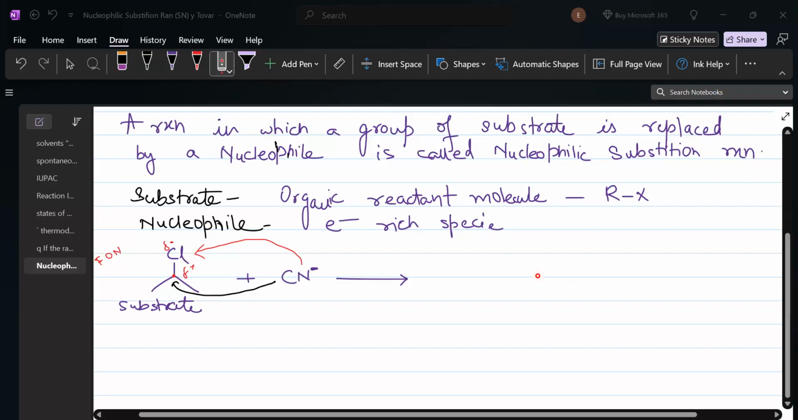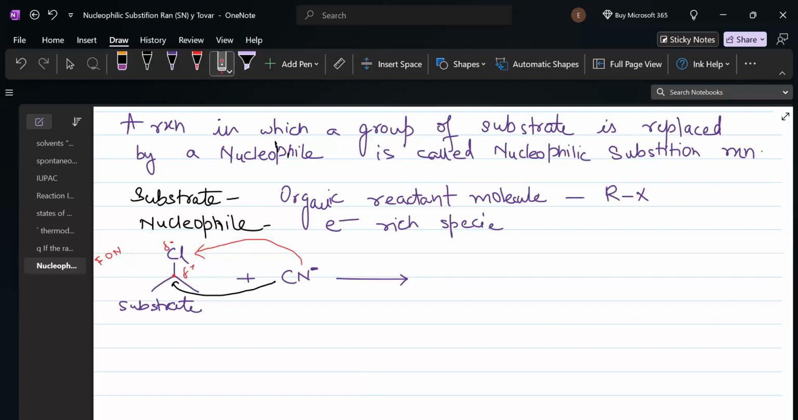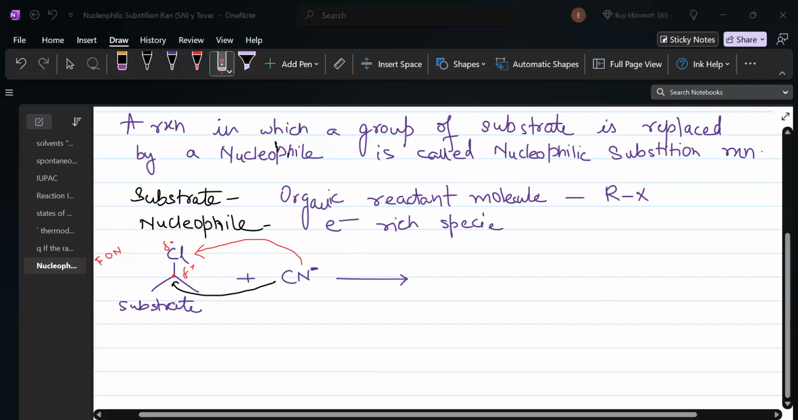Yeah, what do you think? This negative charge electron rich species will attract on this negative thing or this positive thing? Positive. Yeah, positive. Mariam, what are you doing? Sir, I'm here only. Amna, have you understood this? Yes, sir. It is not clear. Yes, sir. Okay.